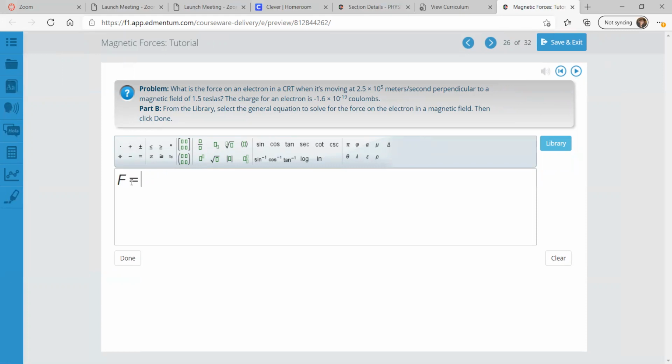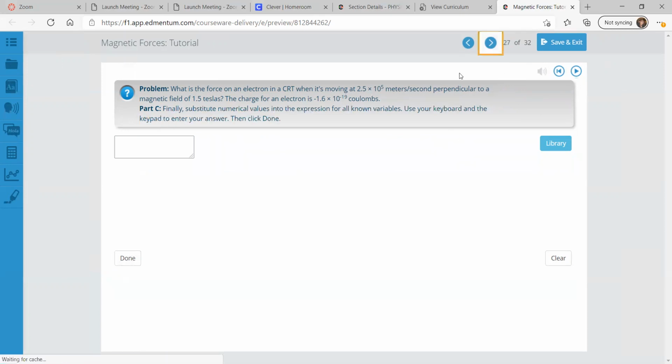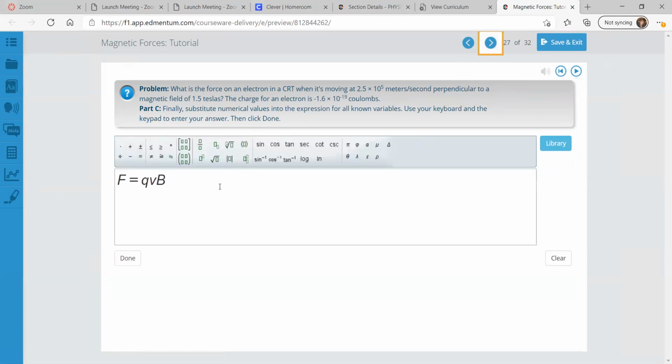Well, I'll just type it out. That's what we're looking for. Ta-da. Now we're going to plug in the numbers. Q is the charge of the electron, which is negative 1.6 times 10 to the negative 19th power. Let's do the proper formatting. There we go. Make it all look pretty.